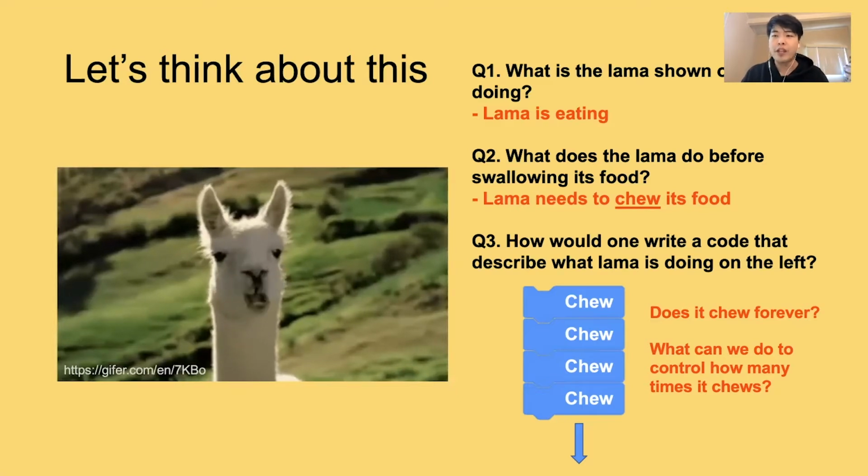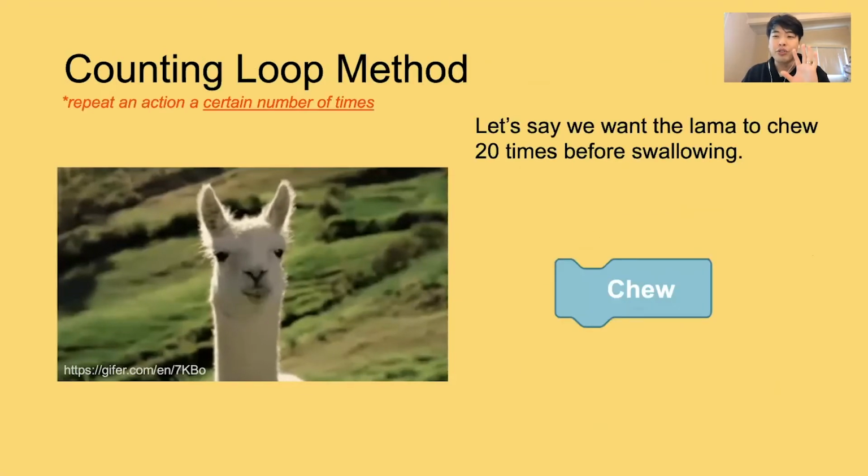Well, there are different ways to do it, okay? And I'm going to show you two different ways. I talked about three different types of loops, but today I'm going to talk about the first two, which are counting and conditional. So how would you write code that uses a counting loop? Remember, it's repetition of an action or sequence of actions for a certain number of times, meaning if you want to use the counting loop method, you have to know exactly how many times you want the llama to chew, right?